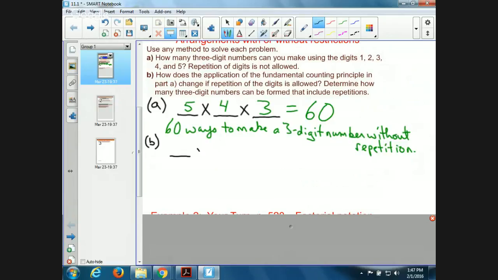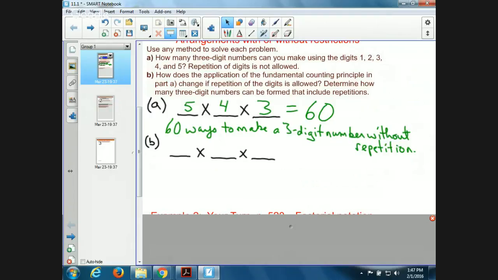Now, 3-digit numbers, you need to pick a first and a second and a third. So it's still multiplication. Something's going to be different though, because there's repetition allowed. Now something like 222 is allowed.